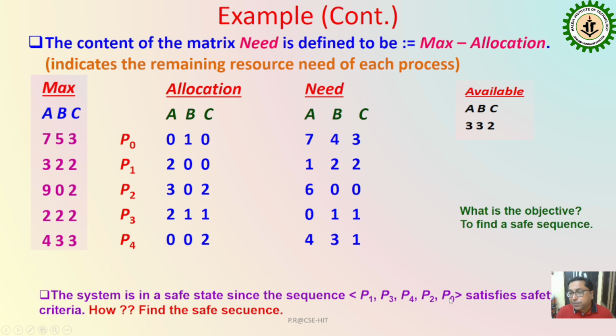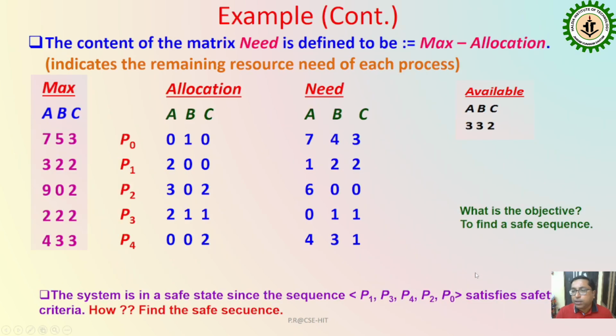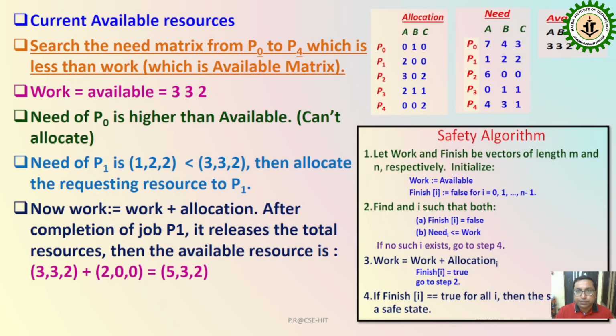So the objective is how I am getting the safe sequence. Now, using the safety algorithm. What is that? Using this safety algorithm, we will detect, or we will compute, this safe sequence. So next thing is how I am getting the safe sequence. Now according to the safety algorithm, first we have to calculate this available.